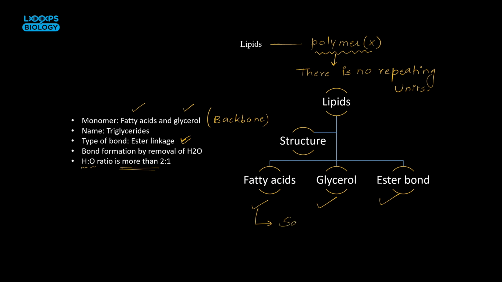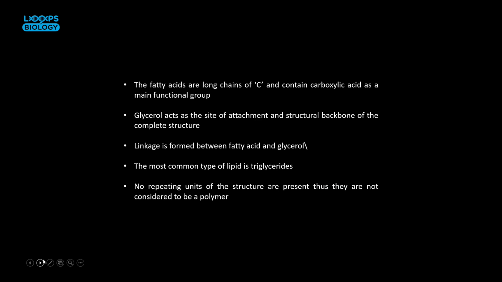So in case of fatty acid, there are two cases, that is saturated and unsaturated fatty acids, which are joined on the glycerol, which is a 3-carbon structure. Alright, so it belongs to your case of trioses. Let's see what that comes to. Whenever I'm talking about fatty acid, they are long chains of carbon and contain carboxylic acid as the main functional group, that is RCOOH. Glycerol acts as a site of attachment.